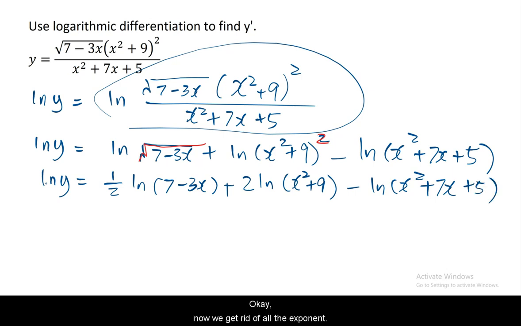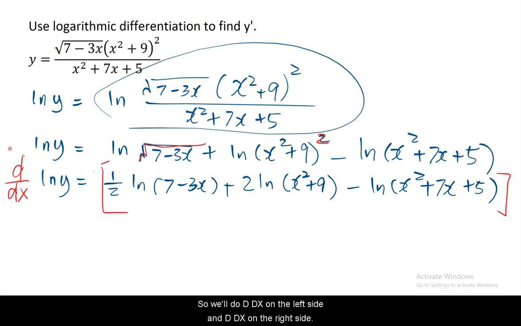Now we get rid of all the exponents. Now we can differentiate implicitly like we did last time. So we will differentiate on both sides with respect to x. So you will do d/dx on the left side and d/dx on the right side.